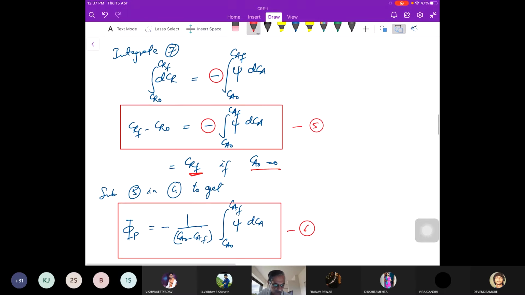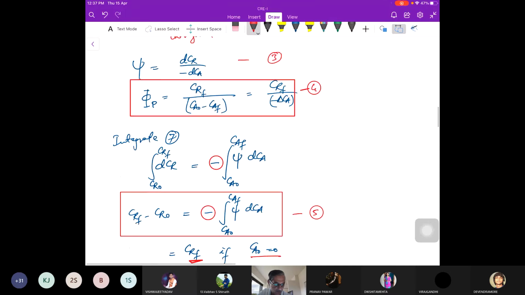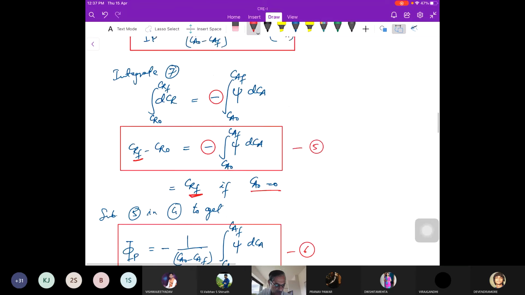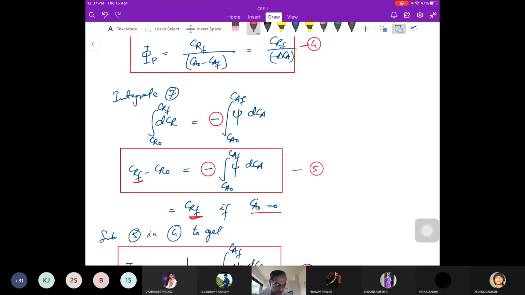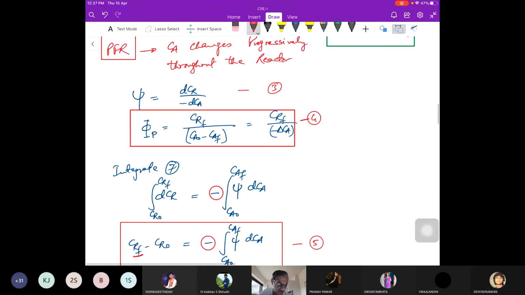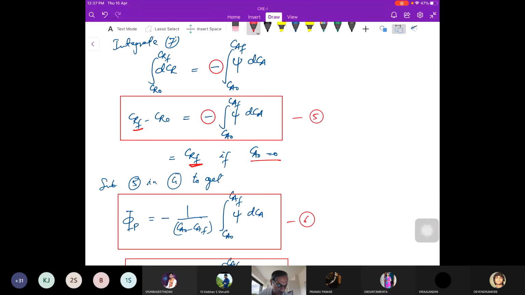So we substitute 5 in 4, the definition of capital phi. We substitute the value of CRF here, and what we get is phi p equal to CRF, minus that was in the denominator CA0 minus CAF, minus comes from here, 1 upon CA0 minus CAF integral CA0 to CAF psi into dCA. So that's the relation between instantaneous fractional yield and overall fractional yield for a plug flow reactor.